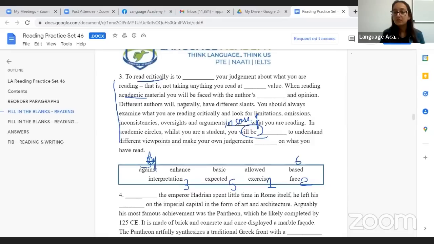Basic value. The basic and value don't go together. Yeah. Basic goes with need. Basic principle, basic need, basic... what else do we have with basic? Anybody else who knows any collocation with basic?